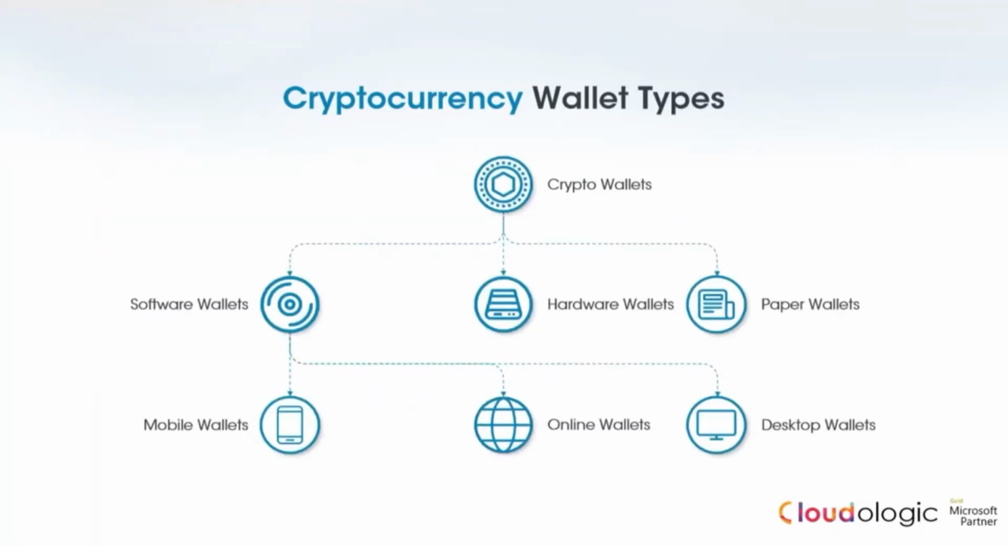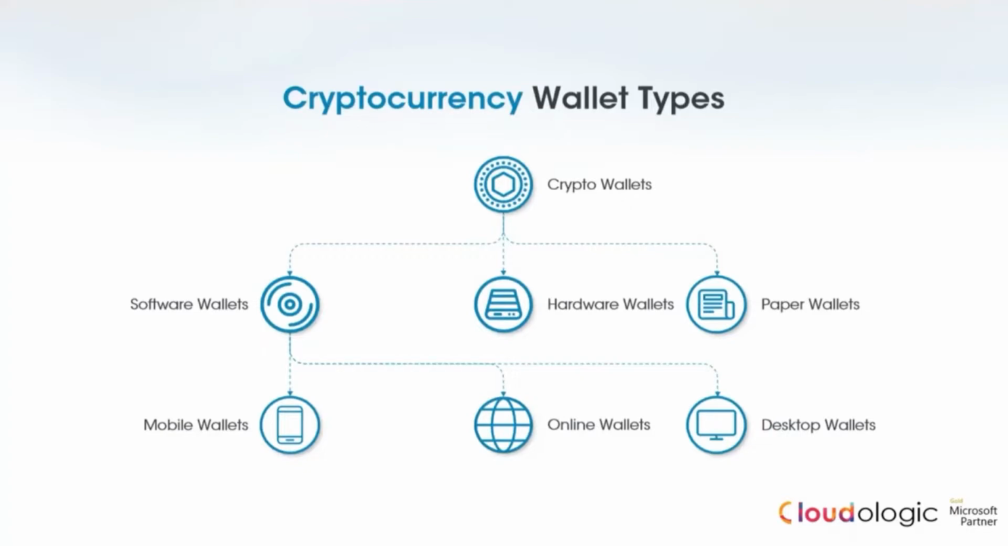Now, we'll learn about further categorization of wallet types. As you can see, there's a hierarchy containing software wallets, hardware wallets, and paper wallets, and then software wallets again branch into mobile wallets, online wallets, and desktop wallets. We'll look at it one by one.